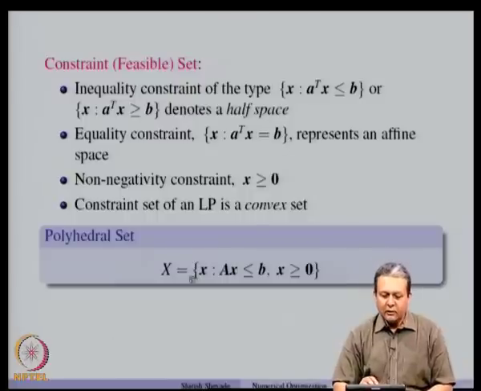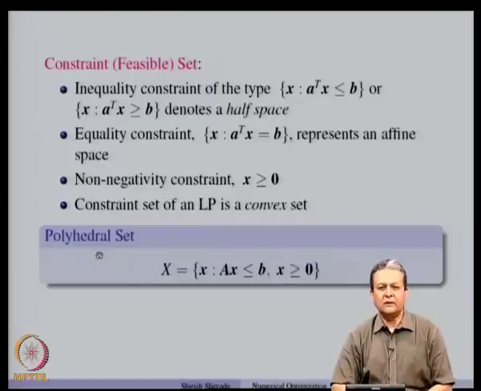Now, let us denote a set of the type Ax less than or equal to b and x greater than or equal to 0 as a polyhedral set. Such sets are called polyhedral sets, which are obtained using the intersection of half spaces.